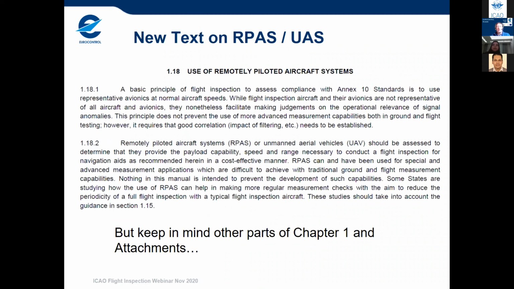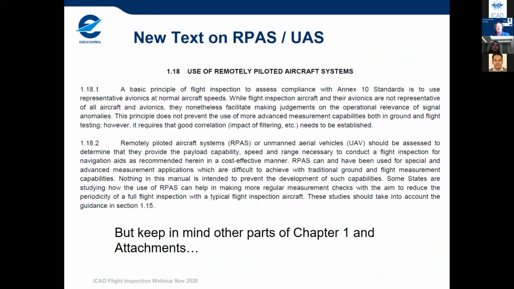So the new text on RPAS is a bit small. It starts out by saying that the basic principle is to assess compliance with Annex 10 standards using representative avionics at normal aircraft speeds, and that's where many RPAS differ. Of course, in flight inspection, the aircraft is not necessarily fully representative of a fancy Boeing or Airbus aircraft. But still, having representative avionics means you can make much better judgment on operational suitability, because some high frequency noise might not be seen at all by actual aircraft in service.